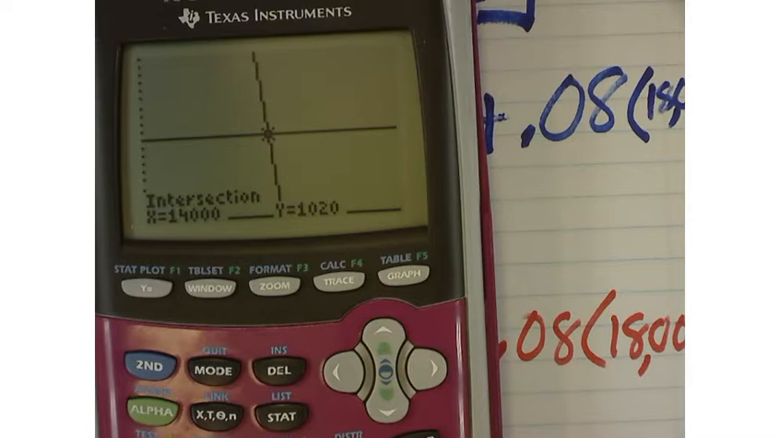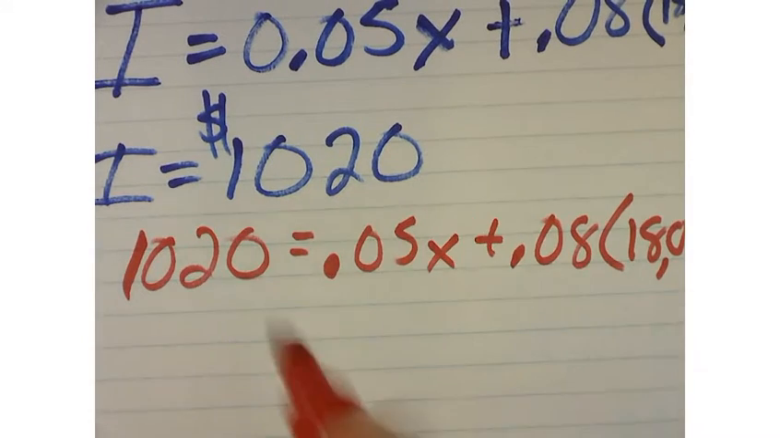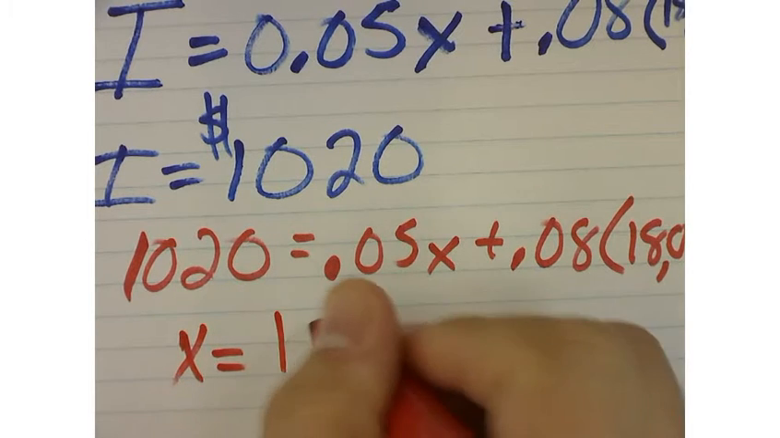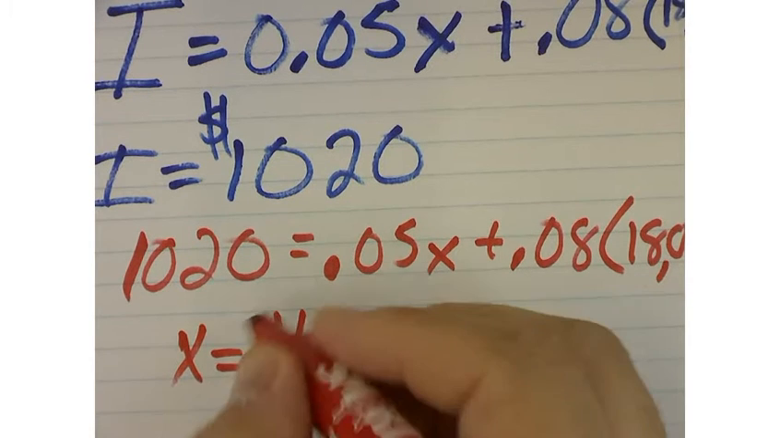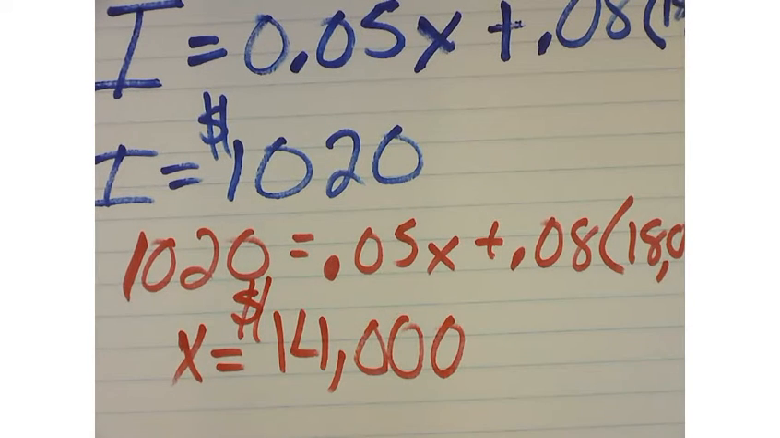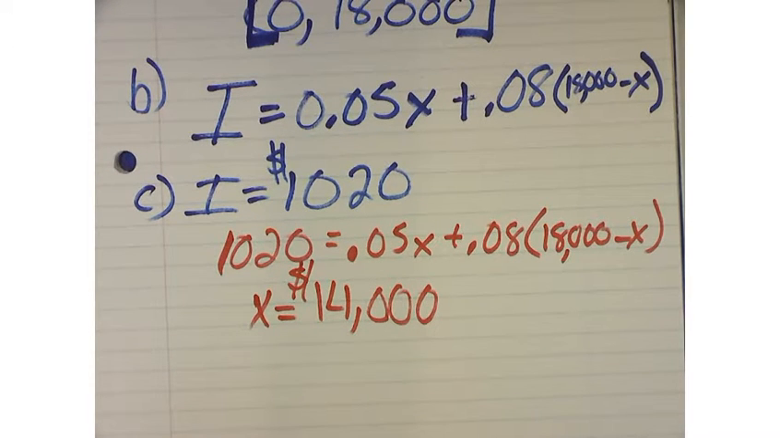14,000. So what does that mean? That means that x is 14,000, right? Well, tell me what that means with relationship to this problem. What did Mary Ellen do? She put $14,000 into the 5% account, took the remaining $4,000 and put it into the 8% account, and after 1 year she earned how much in interest? 1,020.